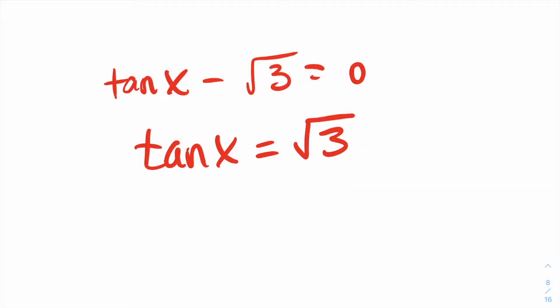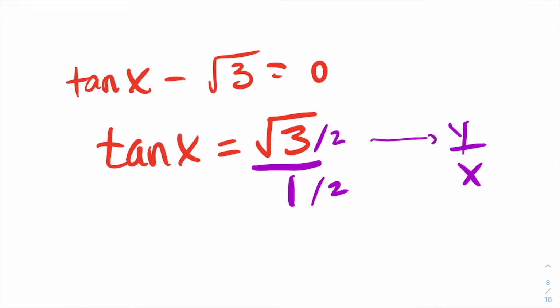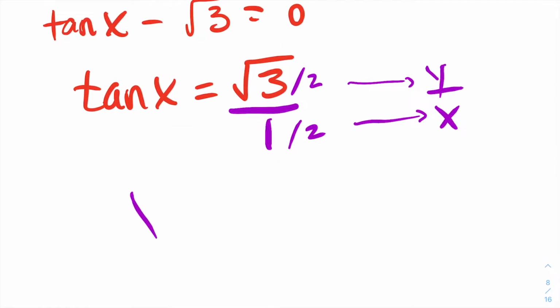If you're having trouble finding that on your unit circle, that's because tangent is the ratio of y to x. So I'm going to write that over 1 right there, and still there's not a y value of root 3 and there's not an x value of 1. So here's my little trick: you can put both of these over 2, and then we can find a y and an x value that match up with that. A y value of root 3 over 2 and an x value of 1/2. I believe that should be pi over 3. So we'll say x can be pi over 3.